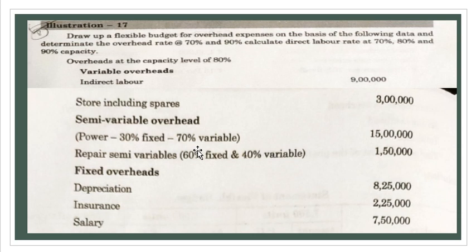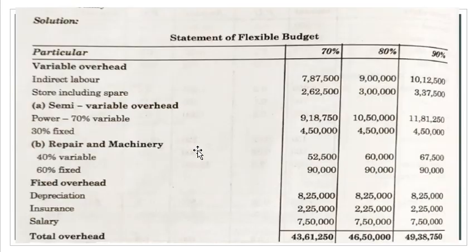Cost of power is 15 lakh. So out of 15 lakh, 15 lakh into 30%, which will give us 4,50,000. So 4,50,000 will be fixed. As this is for 80%, we will be writing in the 80% capacity column. Then the remaining 70% is variable. So out of 15 lakh, 15 lakh into 70% will give us 10 lakh 50,000 under variable.